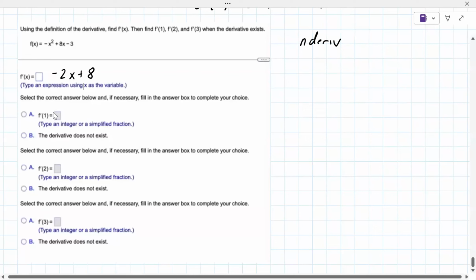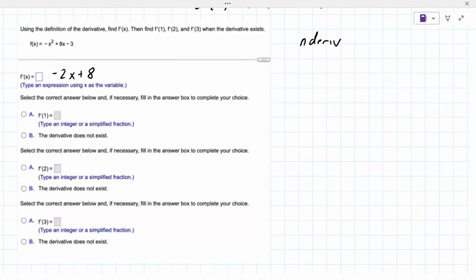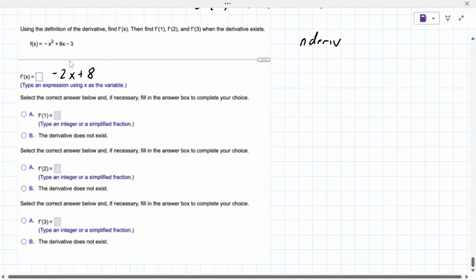Not super complicated, but take a look at that. So just at 1, 2, and 3. Okay, 1 in for x, 2 in for x, 3 in for x. You should notice a pattern as well.